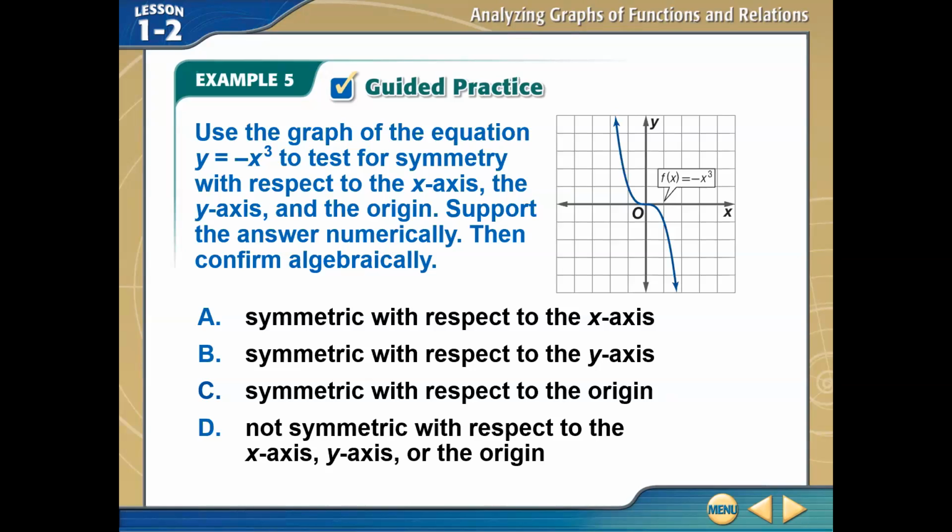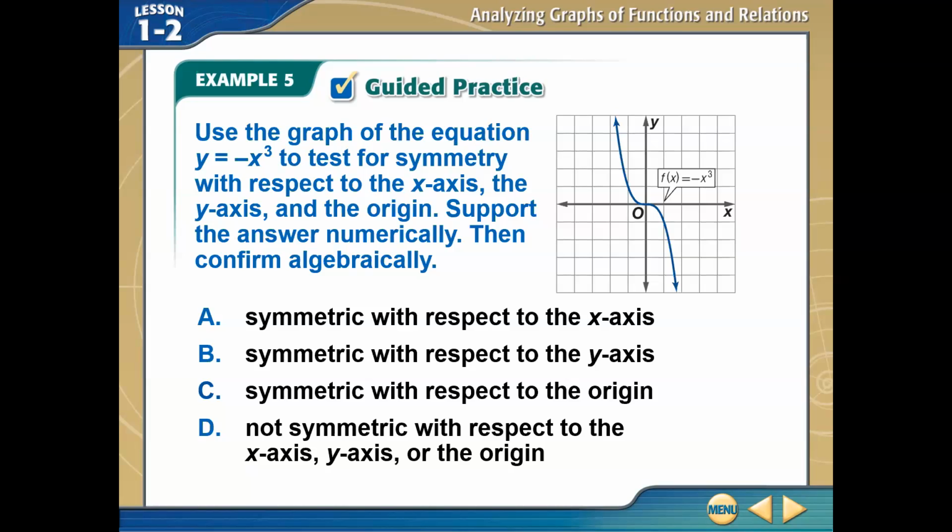Okay. So use the graph of the equation y equals negative x cubed to test for symmetry with respect to the x-axis, the y-axis. So I'm just about done. This is the last thing that I'm going to do and talk about, even odd functions. Then you guys are going to do your homework. And if you have to get off, just understand you have homework tonight. It's about 20 problems, and you'll see the activity on Seesaw.